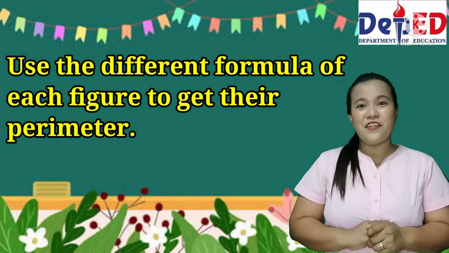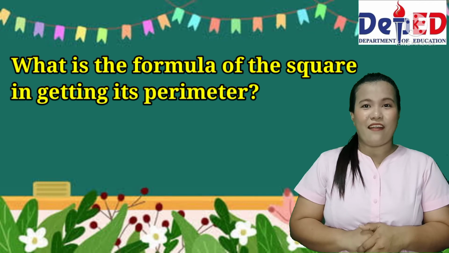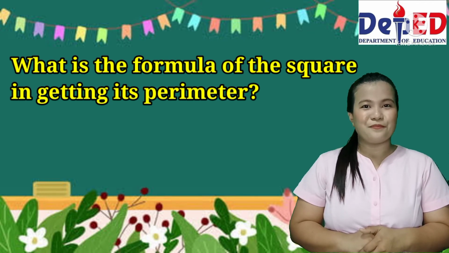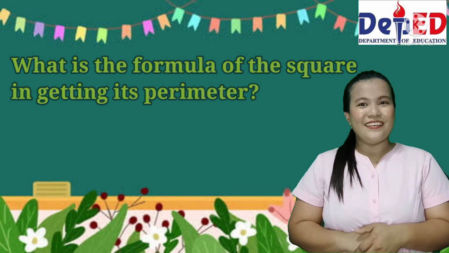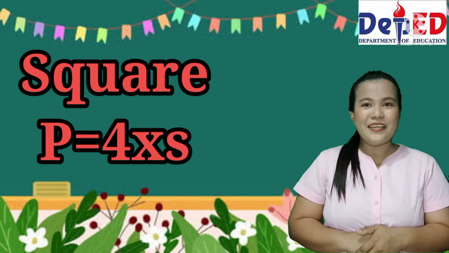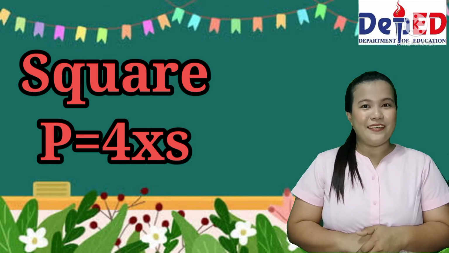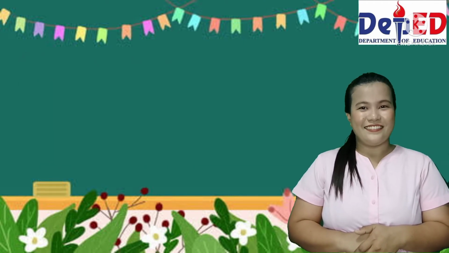Use the different formula for each figure. Now, what is the formula of the square in getting its perimeter? Very good! P is equal to 4 times S, where P stands for the perimeter, 4 stands for the four sides, and S stands for the side.